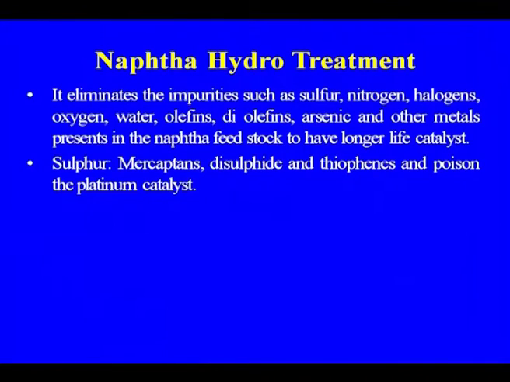So, what is happening in the case of naphtha hydrotreatment? When we are doing the naphtha hydrotreatment, it eliminates impurities such as sulfur, nitrogen, halogens, oxygen, water, olefins, diolefins, arsenic, and other metals present in the naphtha feedstock to have a longer life catalyst. Sulfur, as I discussed earlier, may be in the form of mercaptan, disulfide, thiophenes, all of which sulfur compounds will poison the platinum catalyst.